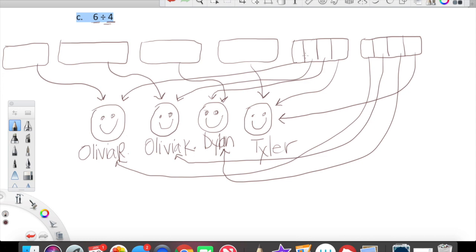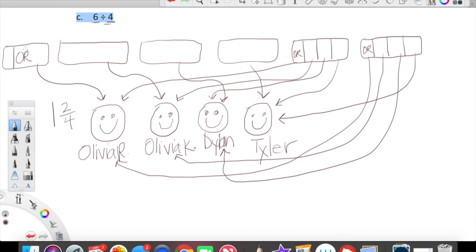Okay, so we've shared everything. We've given away all of the maple bars. Now we have to think, how much did each of our hungry friends end up with? Well, Olivia R has 1 whole and 1/4 here and 1/4 here. So Olivia R ended up with 1 whole and 1 2/4. Let's think about this.